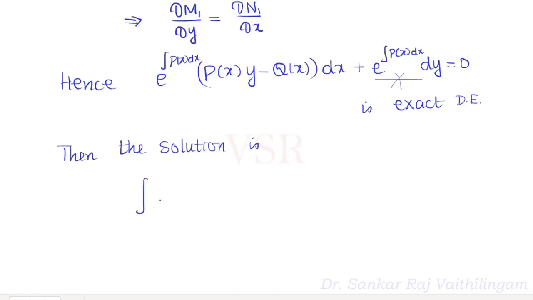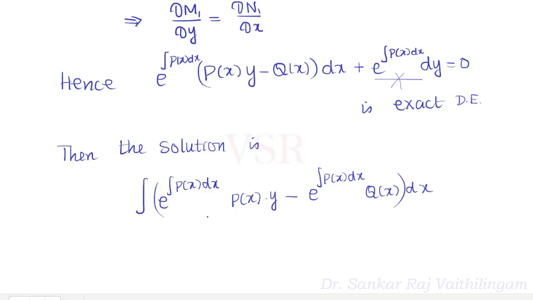Okay, I'll write this: e to the power integral p of x dx, into p of x into y, minus e to the power integral p of x dx into q of x, the whole thing into dx, which is equal to constant. So this is the solution for this exact differential equation. சரி, இது என்ன கொஞ்சம் கிளியாரிட்டியா எழுதுவோமே.